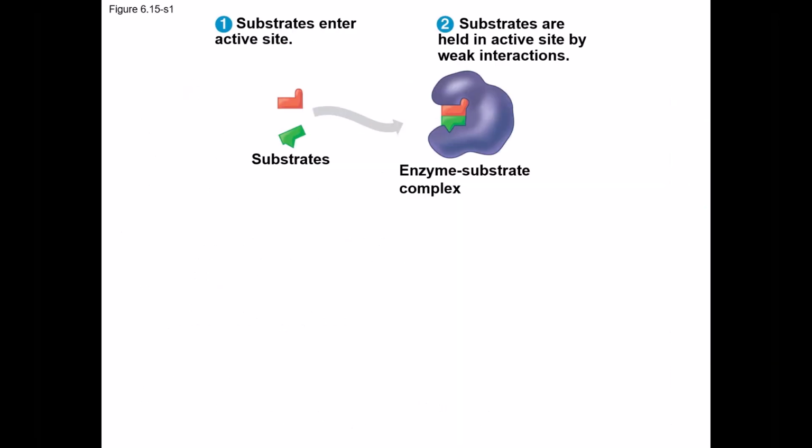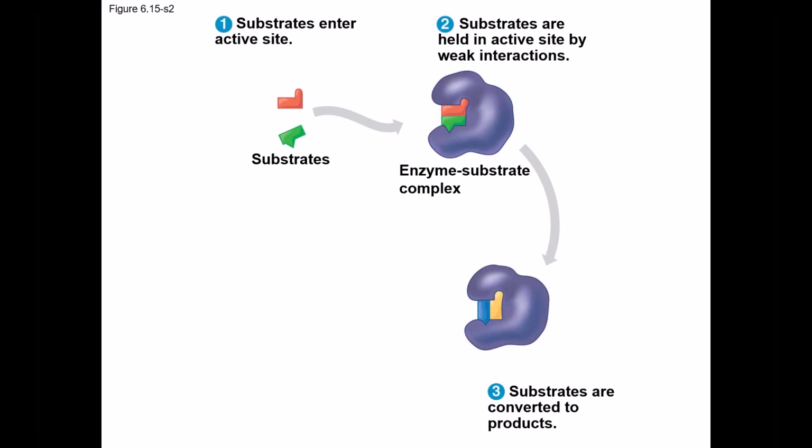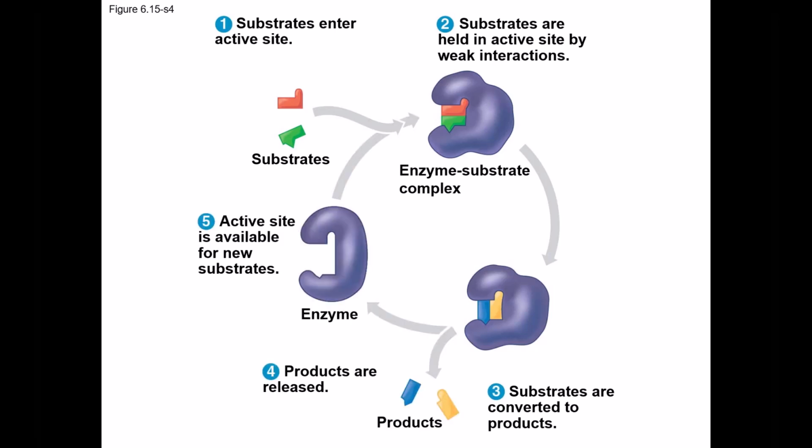So this picture here kind of takes us through an enzymatic reaction. We've got our substrates. They bind to the enzyme's active site. An enzyme substrate complex is temporarily formed. Those substrates are converted to products. The products are released from the enzyme, and the enzyme is available to bind to new substrates.